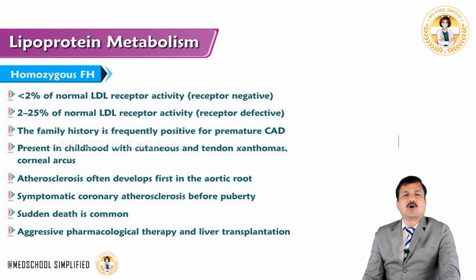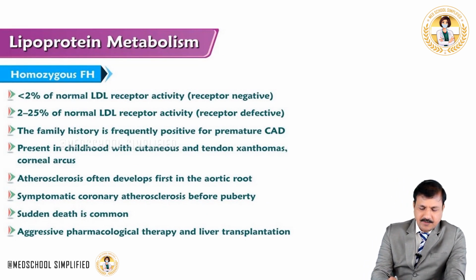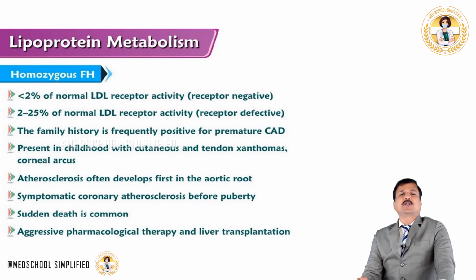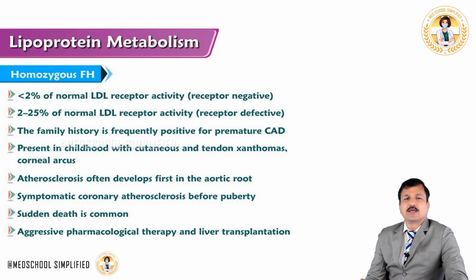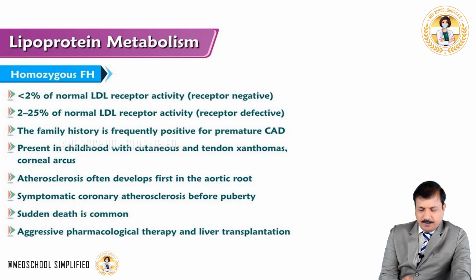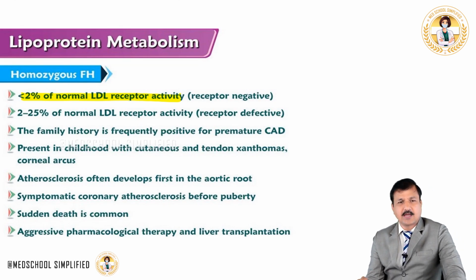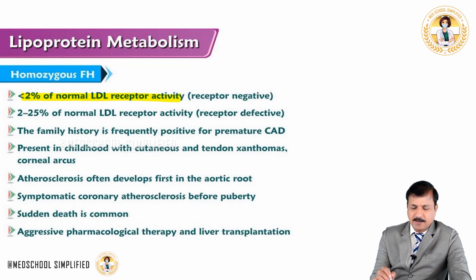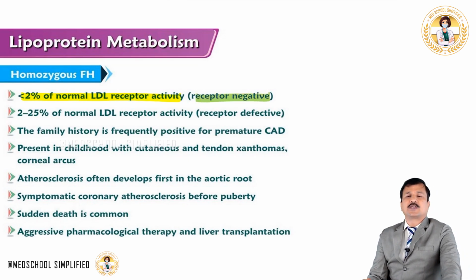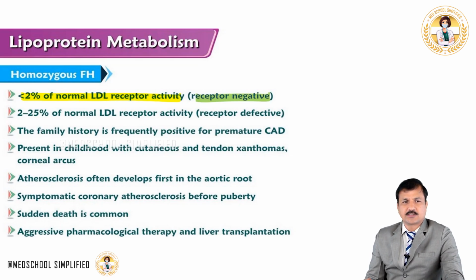Now let's look at homozygous familial hypercholesterolemia. Homozygous familial hypercholesterolemia is because of mutation in both the alleles coding for the LDL receptor gene. So that means the availability of useful LDL receptors is very low. Less than 2% of normal LDL receptor activity can be seen in some people with homozygous familial hypercholesterolemia, and we refer to that type of patients as receptor negative homozygote cases of familial hypercholesterolemia.